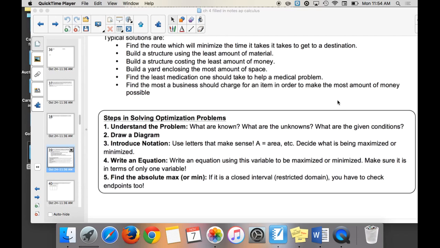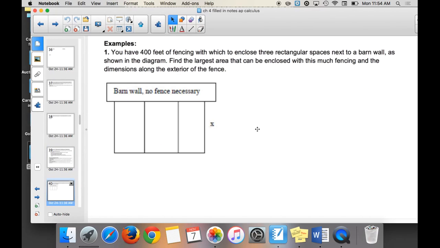Write an equation. So write an equation using the variable to be maximized or minimized. So if I say find the minimum cost, you want to write a cost equation with C, right? Sometimes you're going to have a second equation to help you solve for the other equation. There should only be one other variable. So if I have cost on the left-hand side, everything else involves only one other variable, like x, okay? So sometimes you'll need a secondary equation to help you solve. And then find the absolute max or min. And if it's a closed interval, make sure you check the endpoints. All right, so let's do some examples.